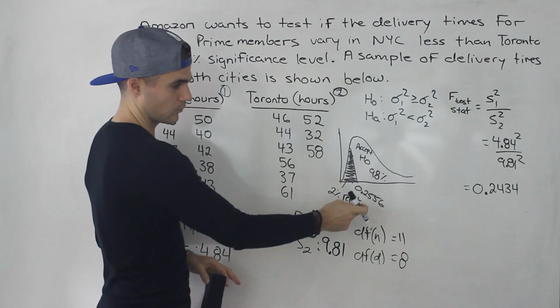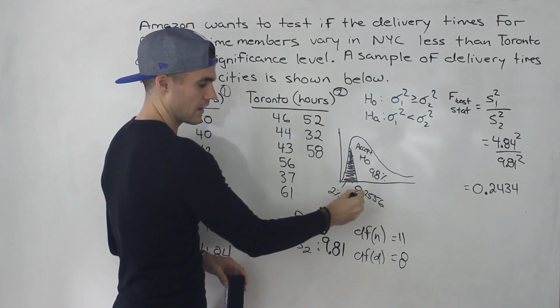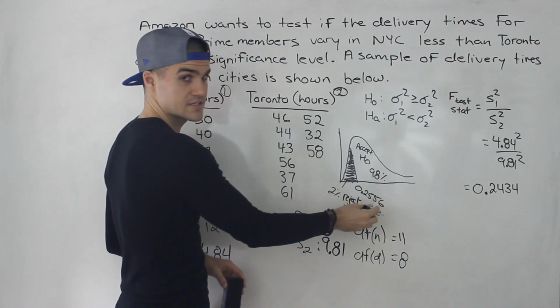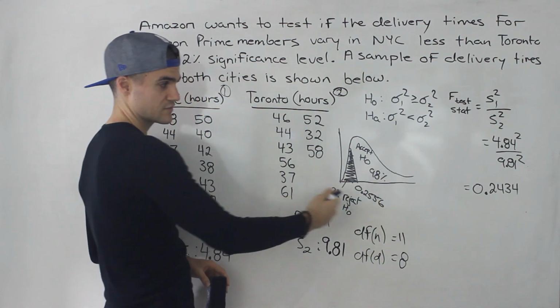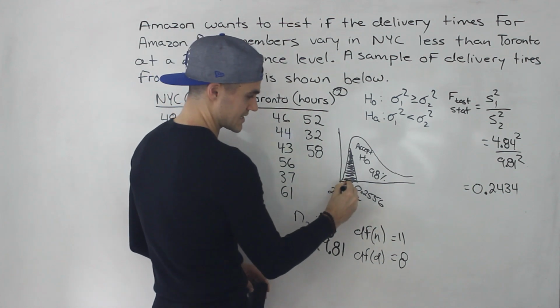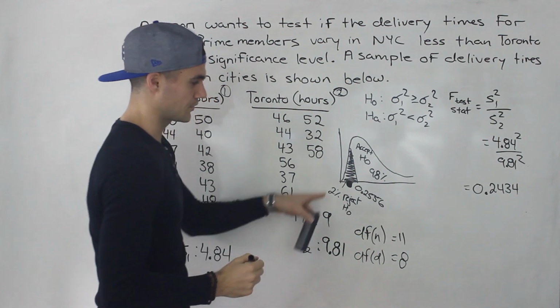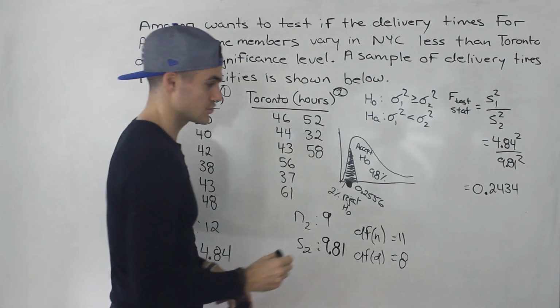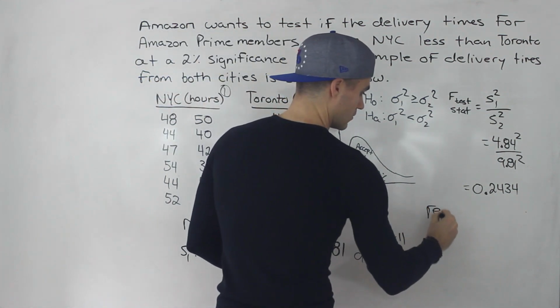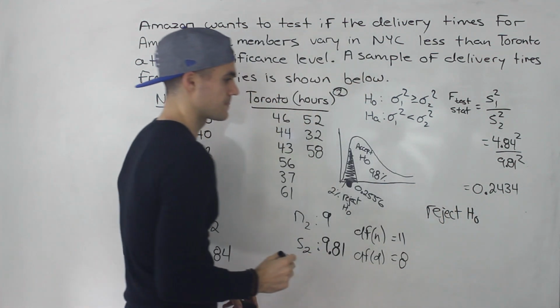So on this diagram, where does 0.2434 fall in relation to that critical value 0.2556? Well, notice it's to the left of it, right? This is a smaller number than this one. So the test statistic falls right here on the diagram. And so notice we are in that rejection region. So we are rejecting the null hypothesis.